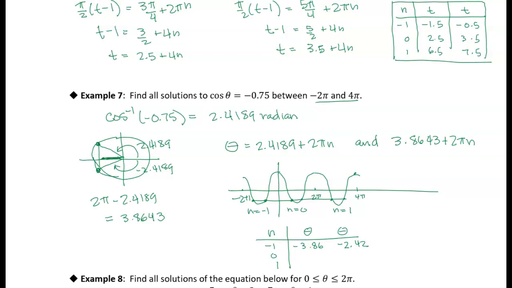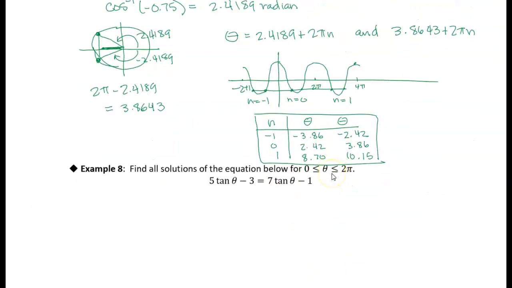I don't really know how precise I need to be. N equals 0 is just 2.42 and 3.86. And for n equals 1, I get 8.70 and 10.15. Okay, so there's my answer. Those are all the angles between negative 2 pi and 4 pi.